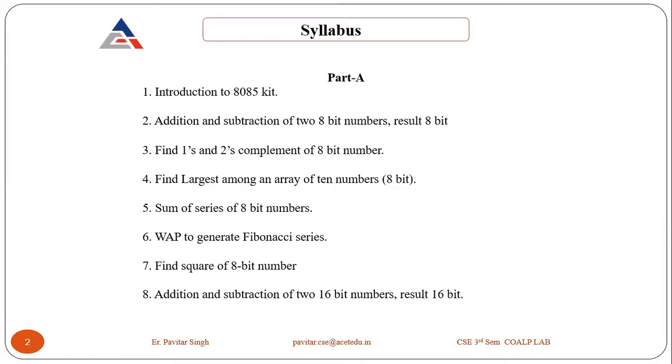The second one is addition and subtraction of two 8-bit numbers having 8-bit result. The third one is find ones and twos complement of an 8-bit number. Fourth practical is find the largest among an array of 10 numbers, right? Taking 8-bit input. Next program is sum of a series of 8-bit numbers. Next one is write a program to generate a Fibonacci series. Next, find the square of an 8-bit number.